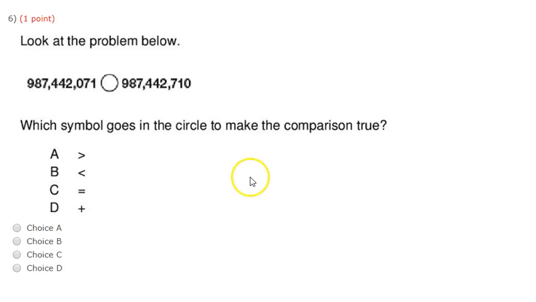Number 6, look at the problem below. 987,442,071 and 987,442,710. Which of these two numbers is greater? Which symbol goes in this box or this circle? Is it the greater than, less than, equal, or plus sign? Which of these two numbers is greater?